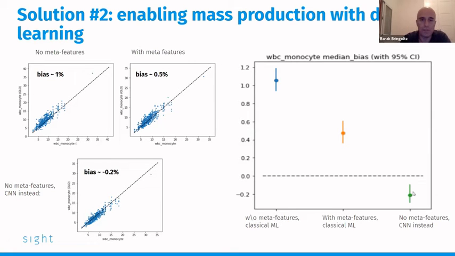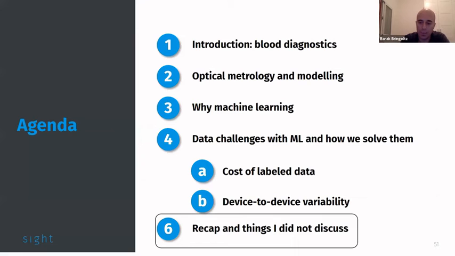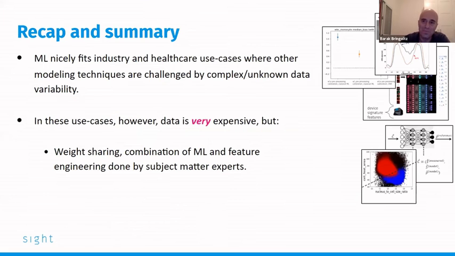Okay, so basically, let me just recap and say a few words about things I did not discuss. So I think my point here was that for the industry and healthcare use cases, even though you're using optical tools that are well known to be very well modeled with ab initio physical equations, even there we know that to get good enough accuracy, we won't be able to get there without machine learning.